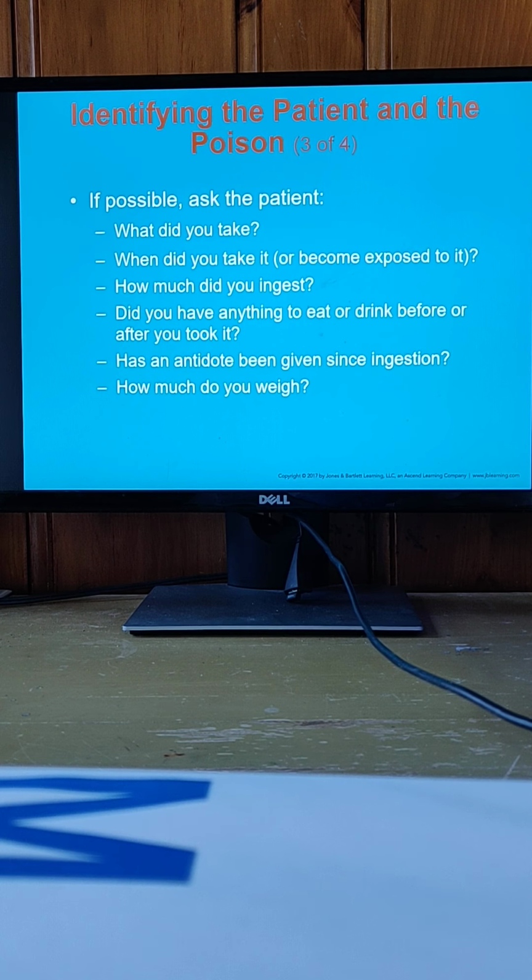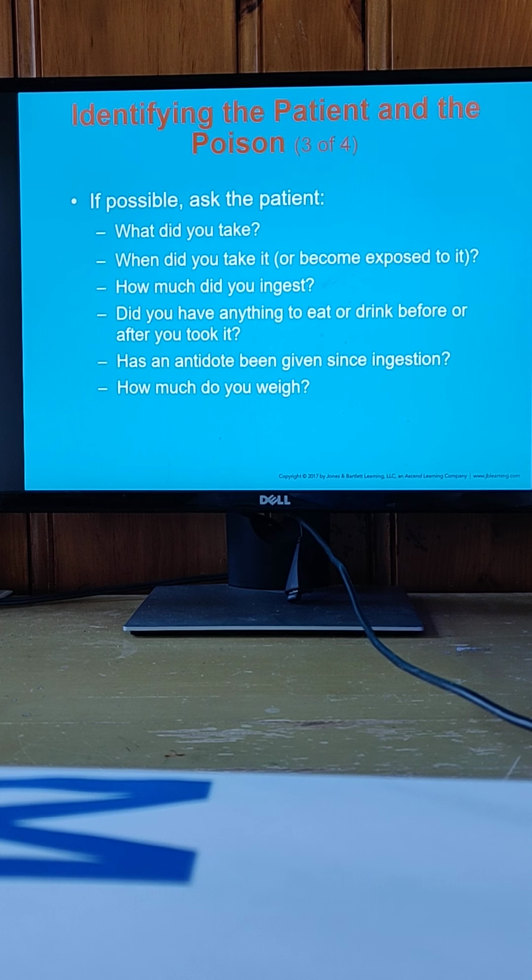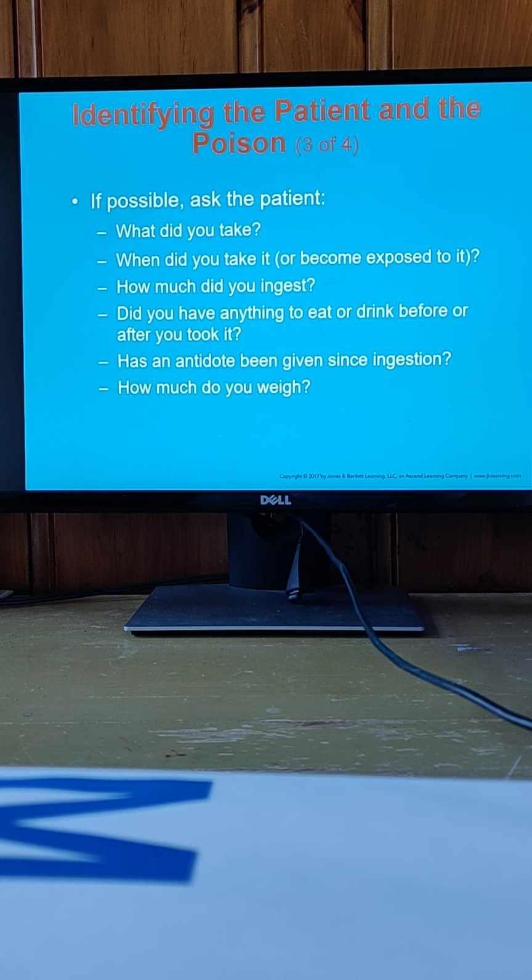Does the patient have an antidote, and have they taken it, or has somebody given them the antidote for the poison that they took? And you want to know how much they weigh. The reason why you want to know how much they weigh is because some medications that we can give to a patient, whether it's a poison or anaphylactic reaction, or a pulmonary emergency or cardiogenic emergency, the amount of medication that we give a patient is usually based off of their weight.